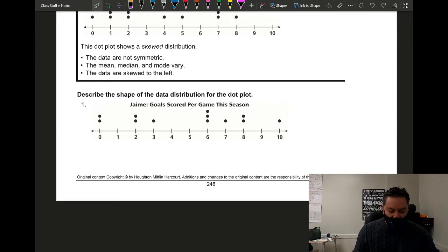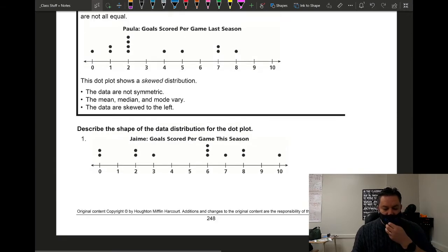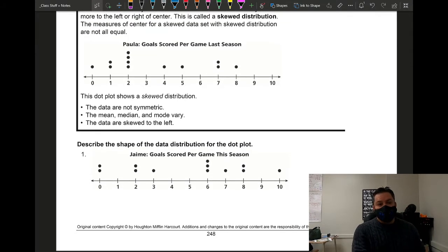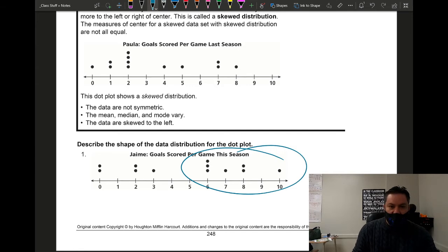So let's look at this example right here. Describe the shape of the data distribution for the dot plot. We're either going to tell if it's normal distribution or skewed distribution. A normal distribution should have a dot in the middle when you fold it. In this case, it is not normal because most of it is going to be towards the right. So this is a skewed distribution.